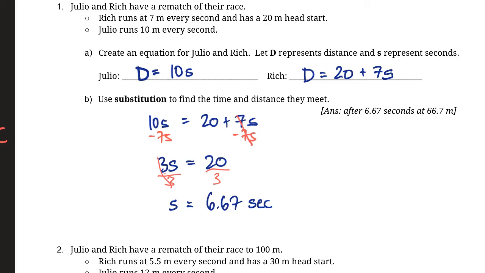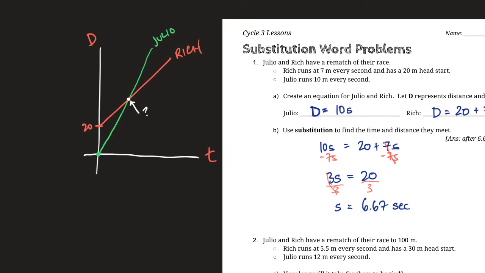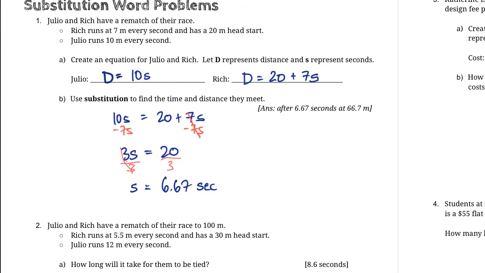Okay, so that's how long it takes. That's the amount of time it takes right here for them to meet. But we also want to know how far they've gone, right? What is the distance that they meet at? We could easily do that by just plugging this time into either one of these equations. We should get the same answer.